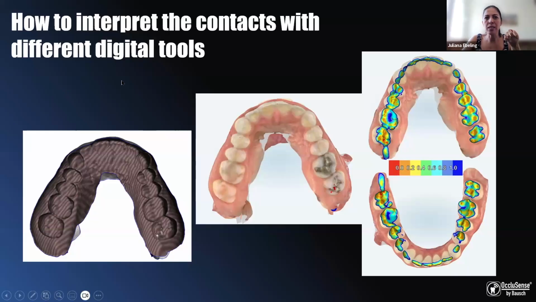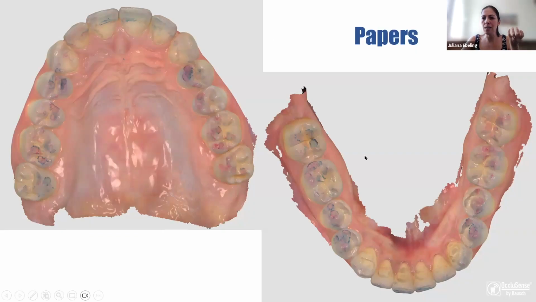But how to interpret these contacts with different digital tools? This is a challenge because when I make these marks directly in the patient, I'm registering the whole path of the movement that this patient makes to reach the maximum intercuspal position. This is a sum from the beginning until the end, until this patient reaches the maximum intercuspal position.